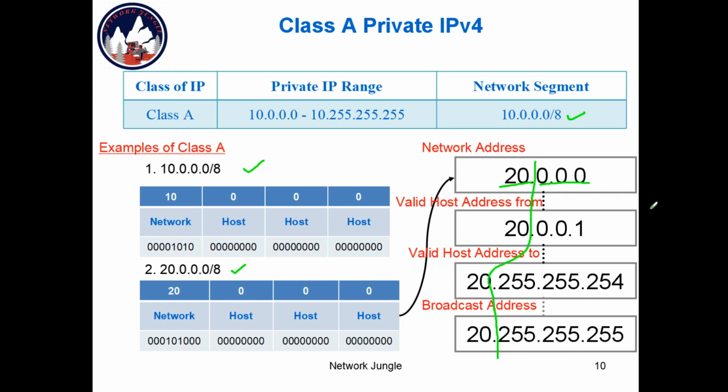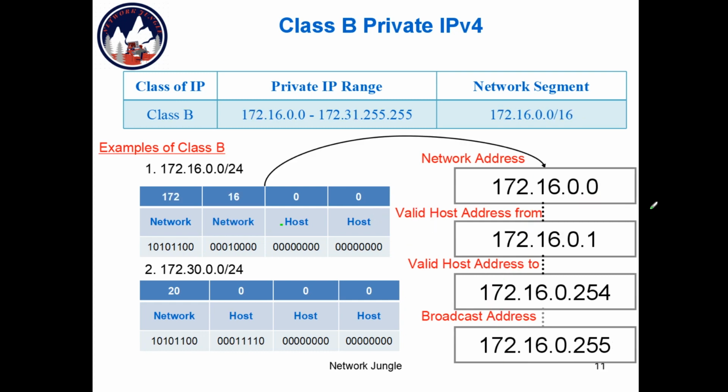Next, Class B private IP address. So the Class B private IP address starts from 172.16.0.0 to 172.31.255.255. Here the subnet is /16. It can be used for any subnet. Here I use /24 as the example.